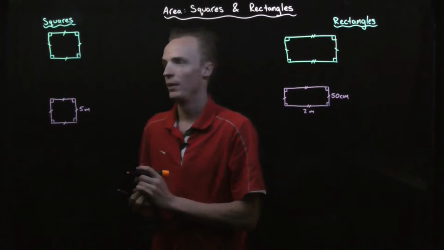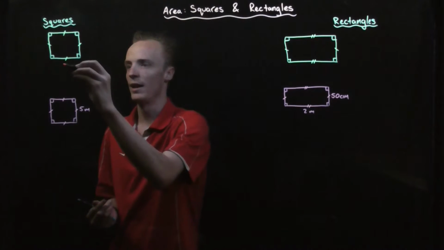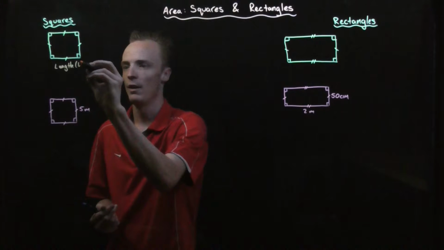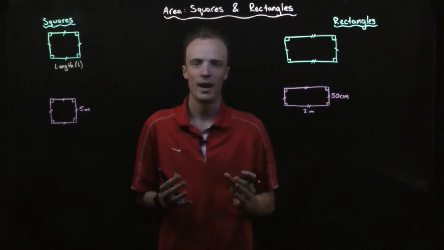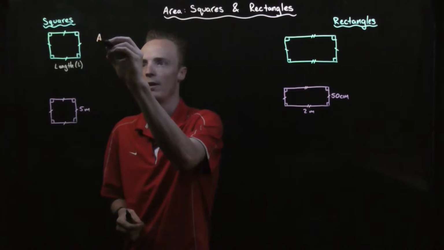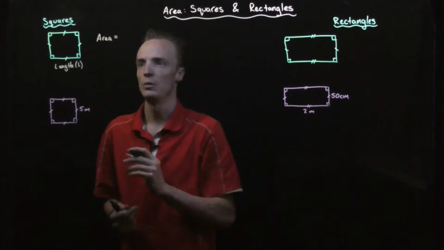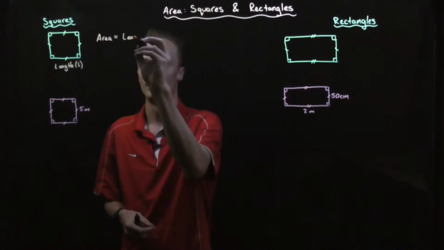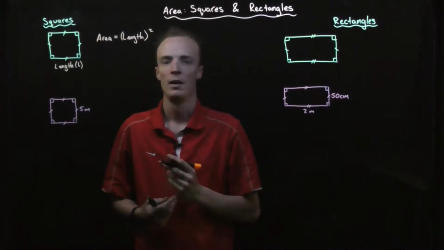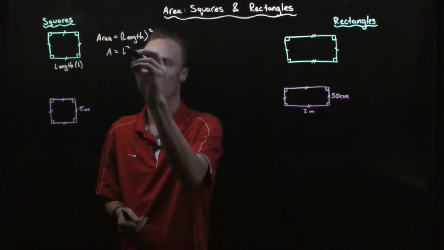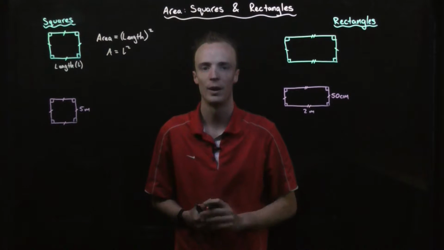Now when we go to label this, we call each side here a length, which we give the letter L. In order to calculate the area of a square, we use the formula: area is equal to the length times the length, or length squared, which we can write as A equals L squared, or area equals length squared.